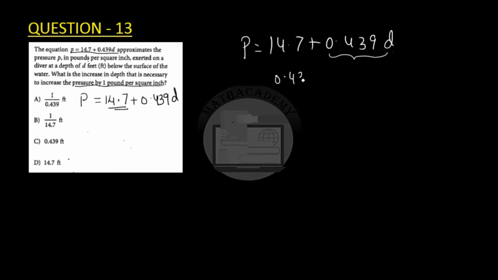So 0.439 D should be equal to 1, or D should be equal to 1 over 0.439, and our answer is choice A.